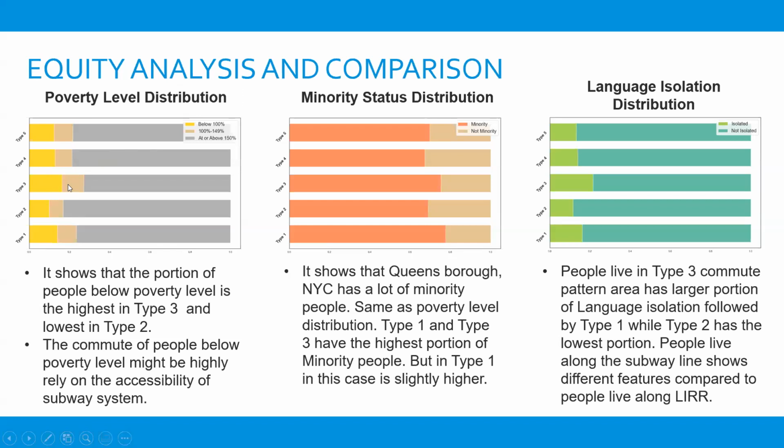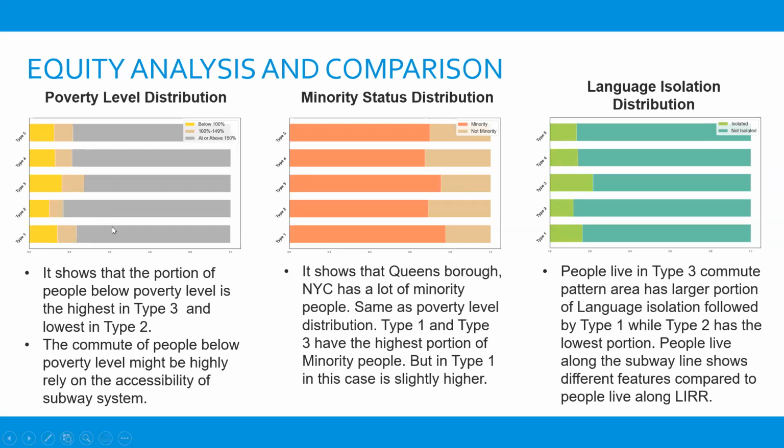And then type 3 people have the highest percentage of people below poverty level and the highest percentage of people with language isolation. And those 2 types are different because type 2, if you still remember, are people who live next to the Long Island Railroad, and type 3 is the people who live along the subway line system. So why is that different?